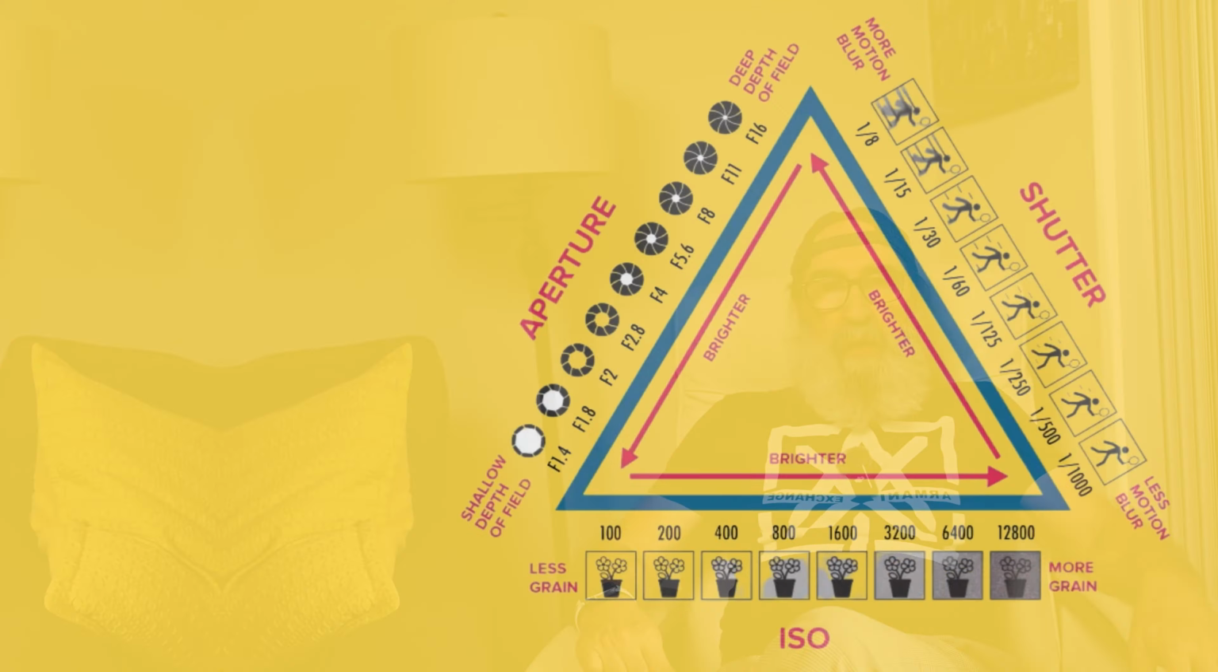Hi everyone, what is exposure diamond? We know that exposure triangle is a well-known concept in photography that explains the relationship between ISO and aperture and shutter speed. And these are the three fundamental settings to control the exposure.